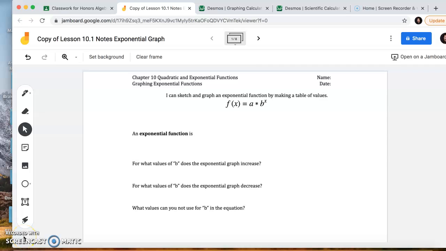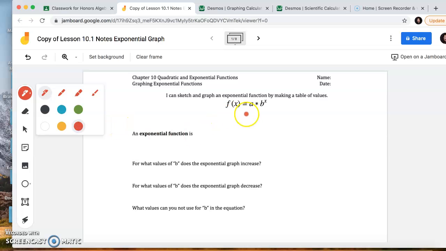In this set of notes, we are going to learn how to sketch and graph an exponential function, making a table of values. The first thing I want you to look at is this function, f of x equals a times b to the power of x. This is what the basic exponential function looks like. It's similar to how we have y equals mx plus b for linear functions, but for an exponential function, we're going to rely on f of x equals a times b to the power of x.